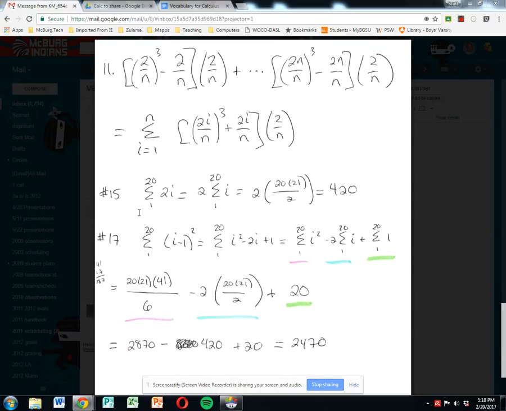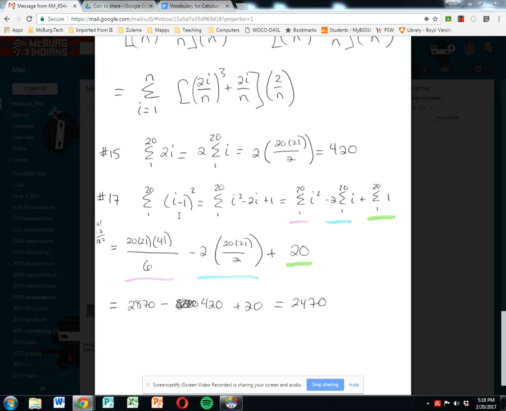We're using some summation formulas in 15 and 17. So 1 to 20 of 2i, you can factor the 2 out front, and then this is just 1 to 20 of i, leaving the 2 out front. That's 20 times 21 all over 2. So again, n times n plus 1 over 2 is the formula for i.